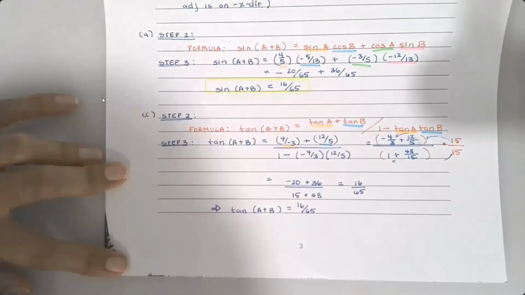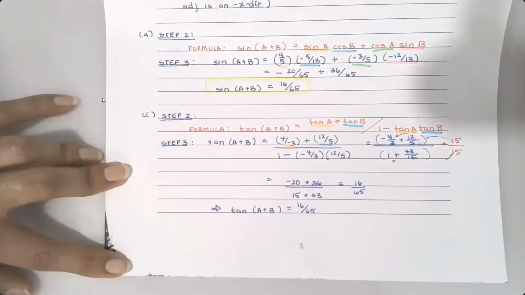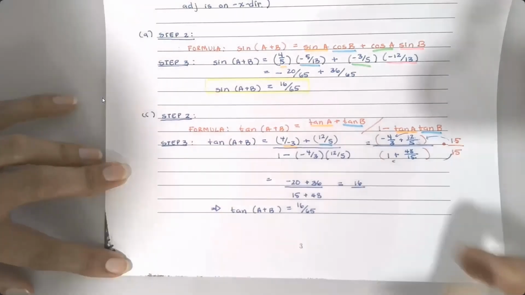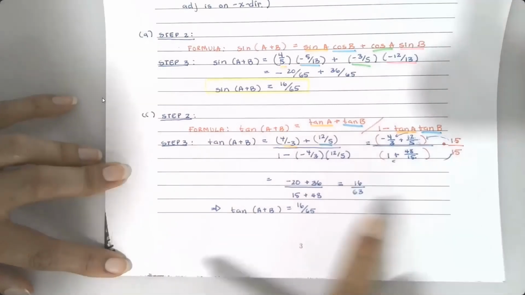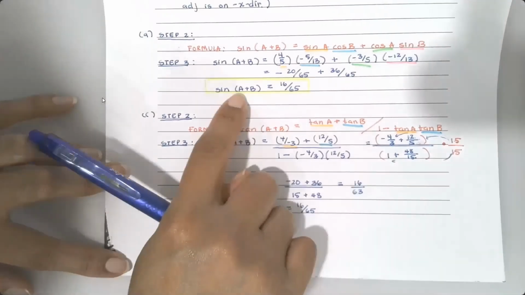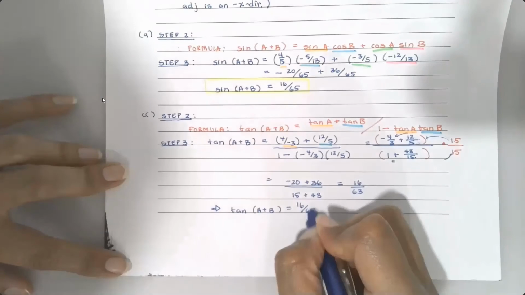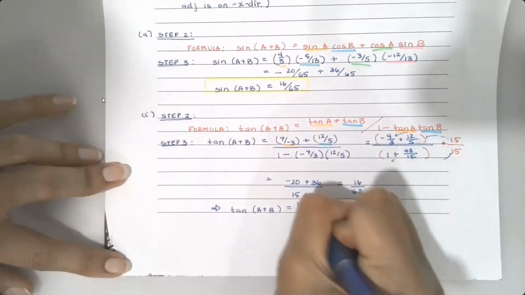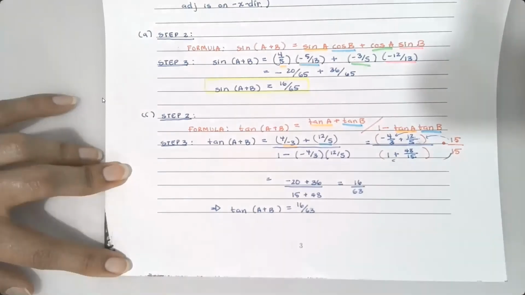Actually, hold on. That seems a little suspicious to me. Did I make a mistake? Did you guys catch a mistake anywhere? 48 plus 15 is 63. It is 63. Thank you. Yes. This should be 63. The reason why it seemed a little suspicious to me is because we were getting the same thing as for sine, right? Tangent and sine can't be the same thing. Good. Thank you.